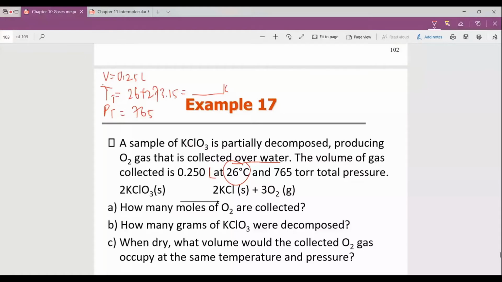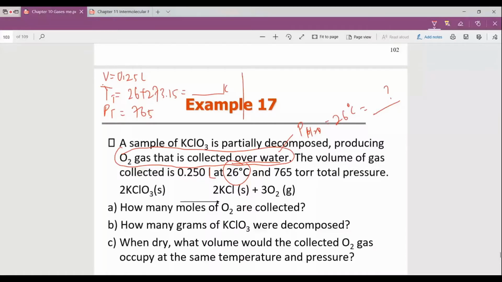Okay, gas O2 collected over water. So that means you need to minus this with the partial pressure of water. Check the partial pressure of water at 26 degrees Celsius. What is the partial pressure of water?